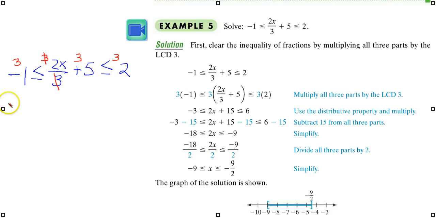So now we have -3 is less than or equal to 2x plus 15 is less than or equal to 6. Now again, same procedure. We want to isolate the x term in the middle. So we're going to subtract 15 here.